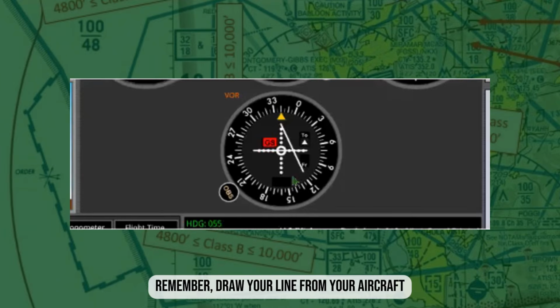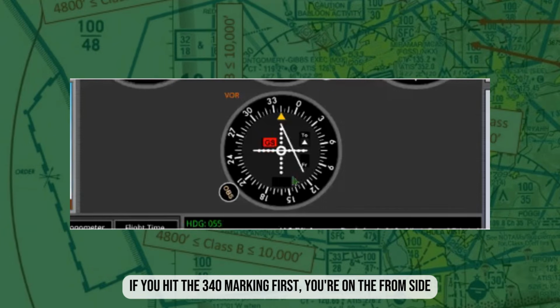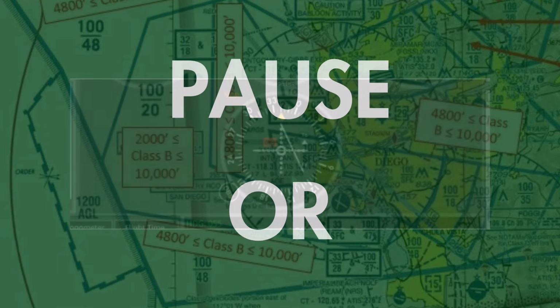And remember, draw a line from your aircraft to what you have dialed into the VOR. So from the aircraft to 340. If you hit the 340 marking first, you're on the from side. If you hit the center first, you're on the to side.